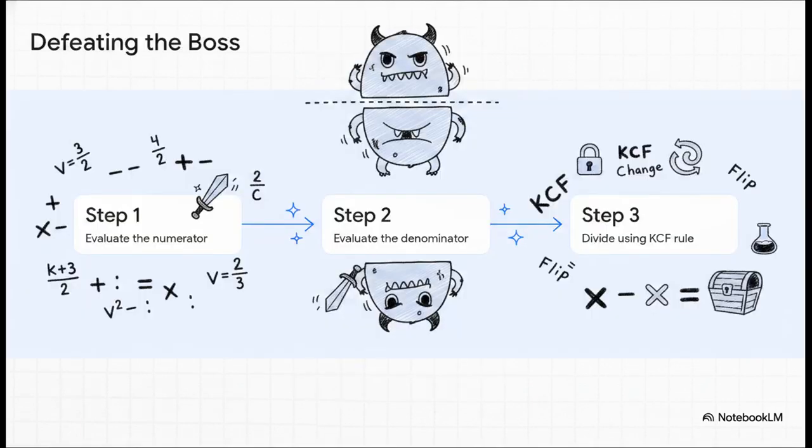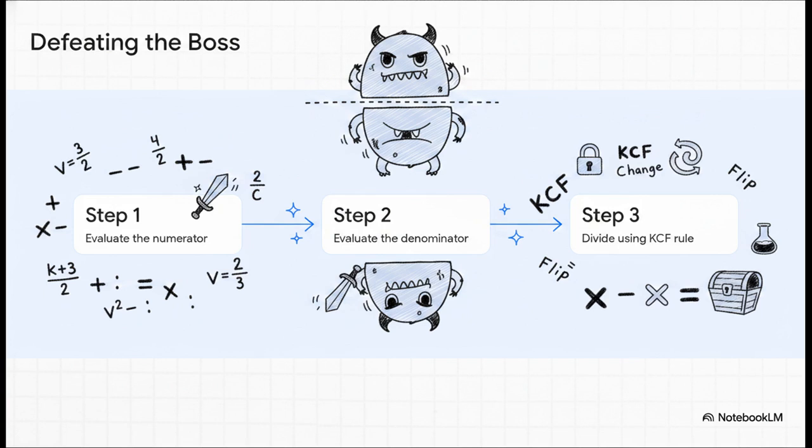Let's actually execute this strategy. Step 1, the numerator. 3 1/8 minus 1 3/4. We convert them to improper fractions, find a common denominator of 8, and subtract. 25/8 minus 14/8 gives us 11/8. And just like that, the top half of the boss is defeated. Step 2, the denominator. 2 1/3 plus 1 1/6. Convert to improper, find the common denominator of 6, and add. 14/6 plus 7/6 is 21/6, which perfectly simplifies down to 7/2. The bottom half is defeated.